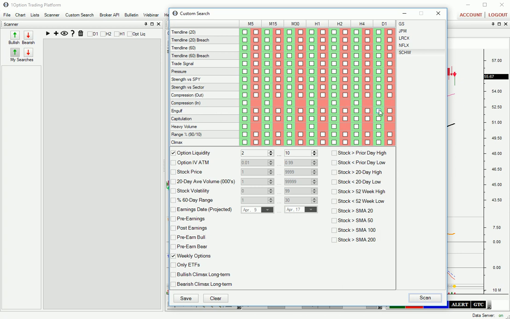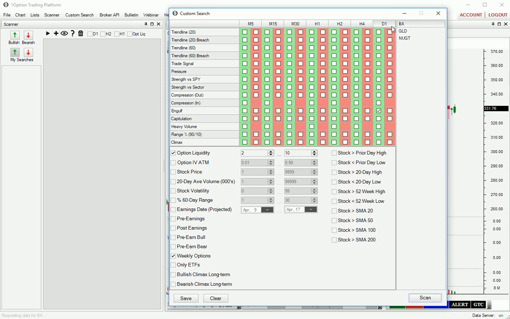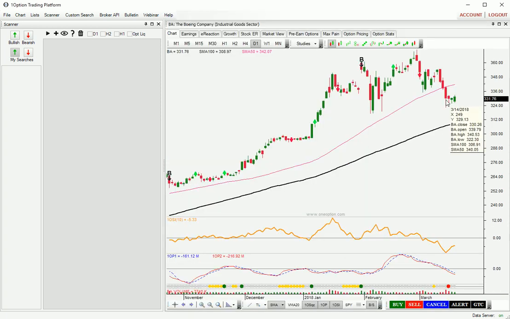Now we'll go into engulfing. Now we should see quite a few results here. There are a few. This bullish engulfing pattern is a very widely used technical indicator, and it's a really good one that indicates the stock might be ready to reverse. So Boeing was one that came up, and you can see how this candle yesterday completely engulfed, hence the name, engulfing, this candle.